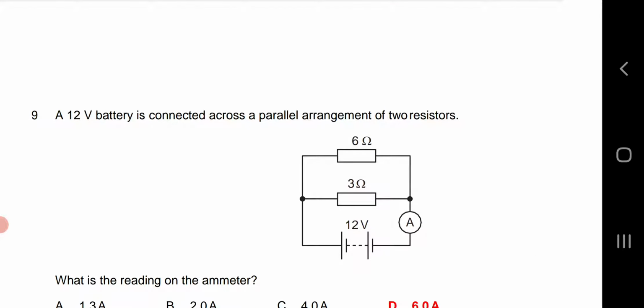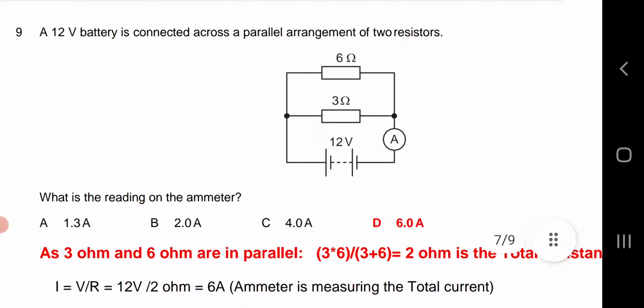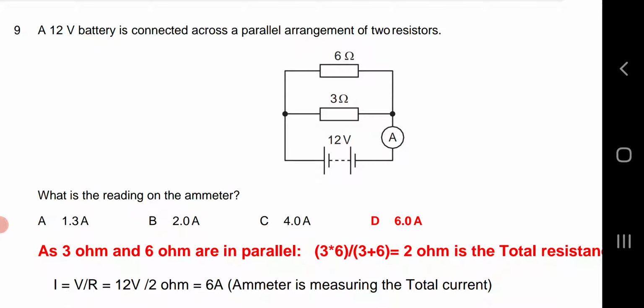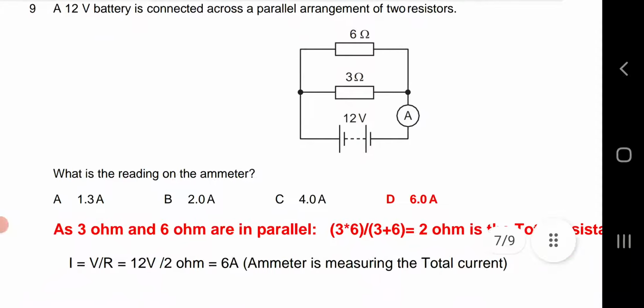Question number 9. A 12 volt battery is connected across a parallel arrangement of two resistors. What is the reading on the ammeter? So first what you have to do is to find the effective resistance of two resistors connected in parallel. As 3 ohm and 6 ohm are in parallel, their effective resistance is 3 multiplied by 6 over 3 plus 6. That is 18 over 9 and it is equal to 2 ohm. So 2 ohm is the total resistance.